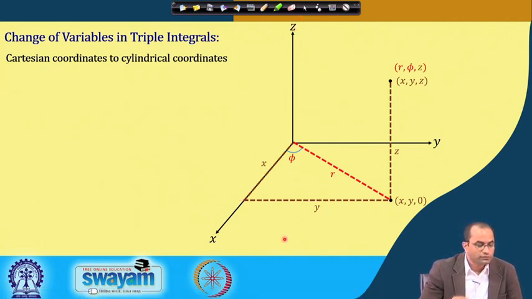So, now the Cartesian coordinates to the cylindrical coordinates. Again, the representation for this point x y z in the Cartesian coordinates will now be represented in the cylindrical coordinates by r, phi and z. So, again this triplet with r, phi and z. So, z is precisely the same as it was in the Cartesian coordinates: the distance from this point to the perpendicular drawn to the x y plane.